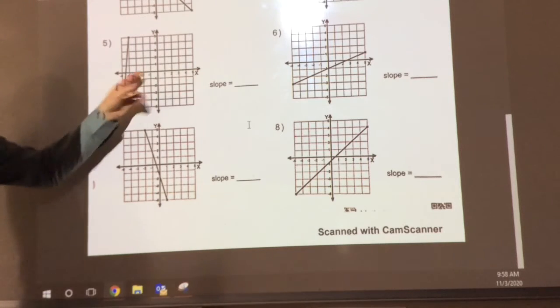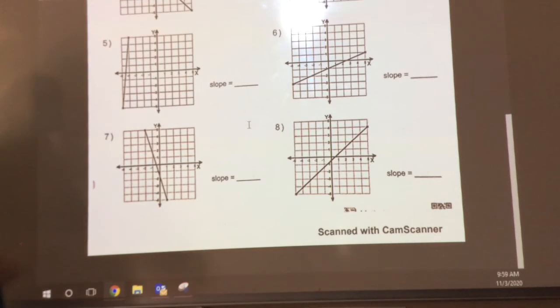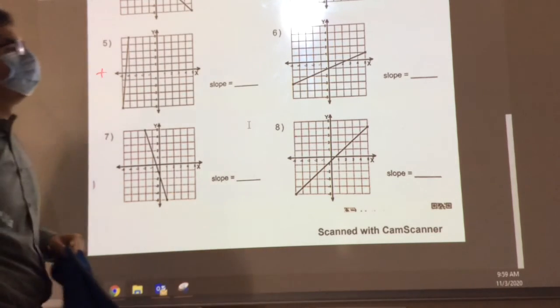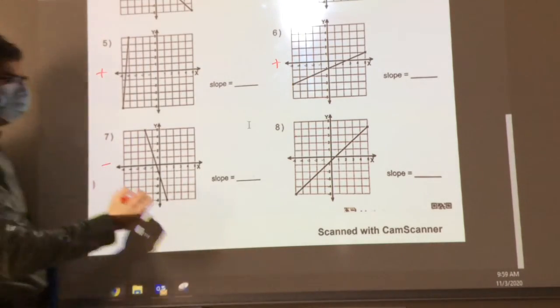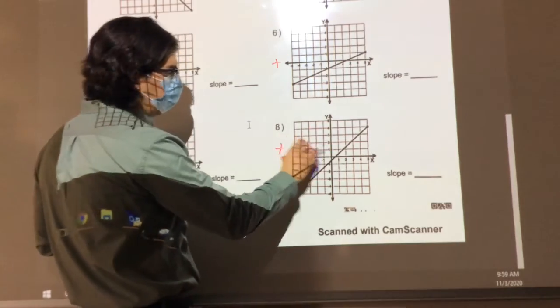I'll show you. Positive or negative line? Positive. 6, positive or negative? Positive. 7, positive or negative? Negative. 8, positive or negative? Positive. All right, next question.